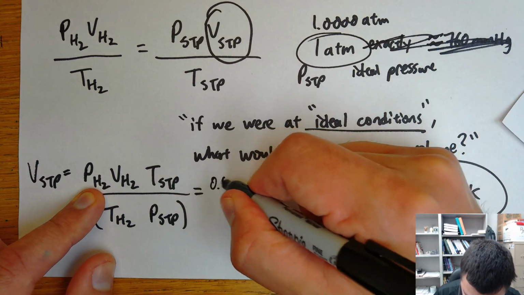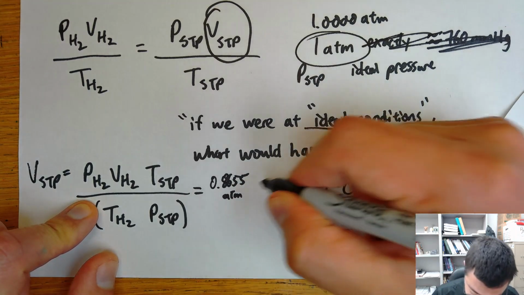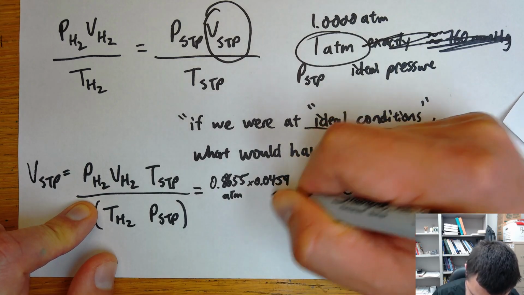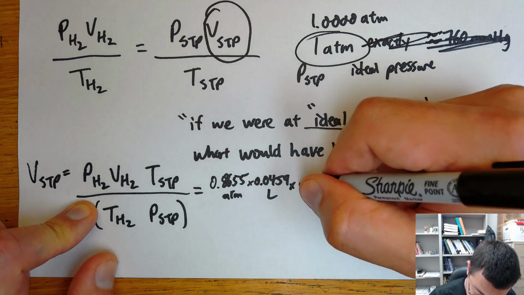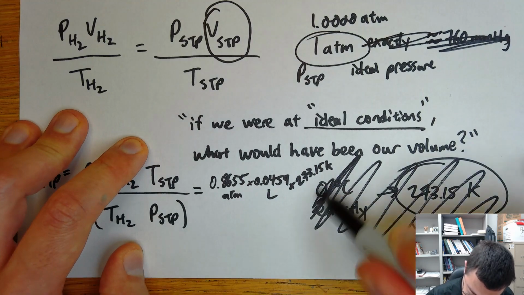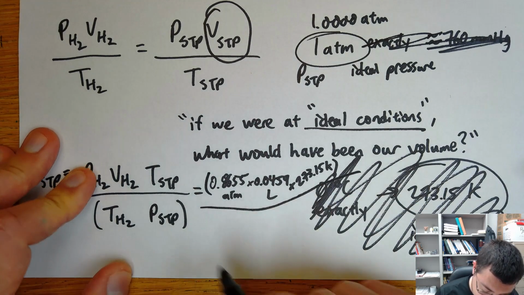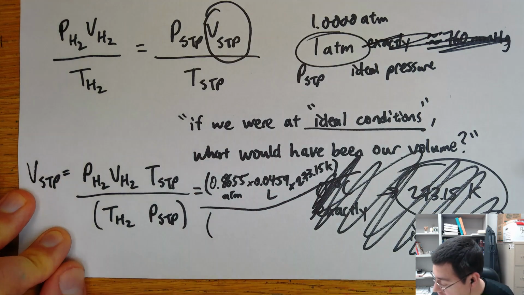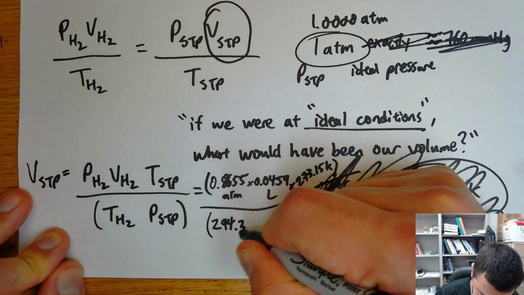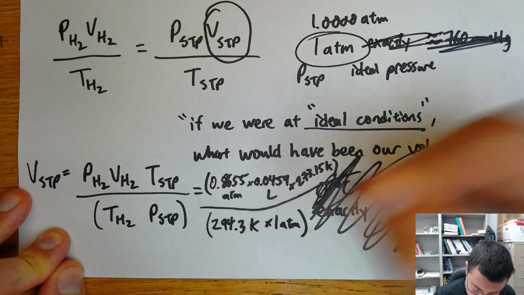All right, so I had 0.8655 atmospheres. I'm going to run out of room, aren't I? Times 0.0459 liters times T STP, 273.15 kelvins. That's my numerator. I know I don't need parentheses, but whatever. All right, and then for the denominator, you need parentheses. T H2, 294.3 kelvins. And P STP is, oh, that's easy, 1 atmosphere exactly.